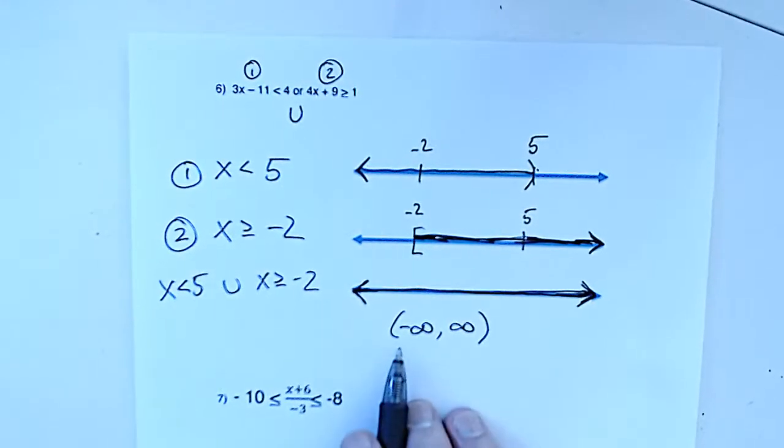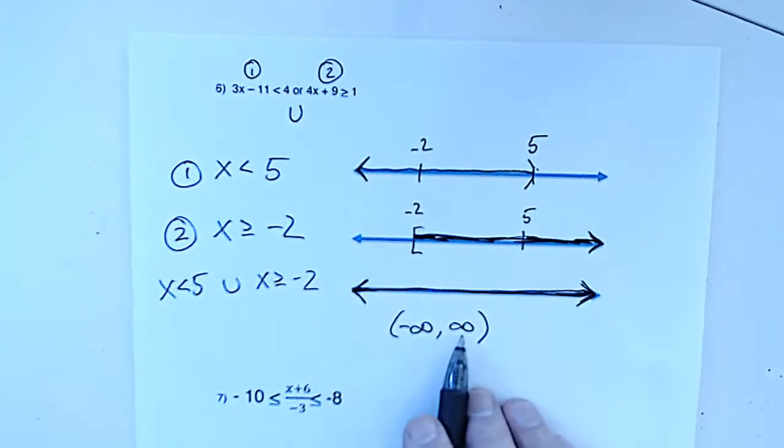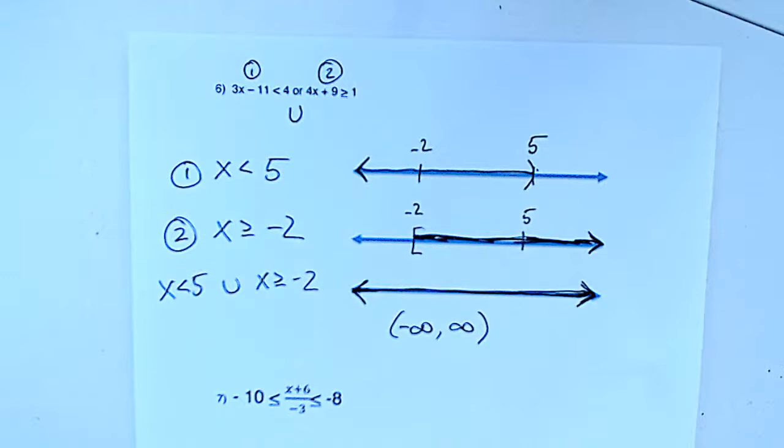Okay, so the answer is it's the entire line. We go from negative infinity to positive infinity, or you could also say all real numbers.